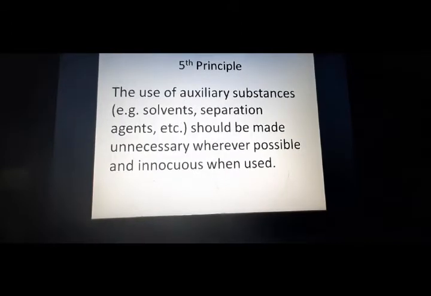Fifth principle, the use of auxiliary substances should be made unnecessary wherever possible and innocuous when used. Itong mga auxiliary substances na to, hindi naman direktang nakaka-contribute sa structure ng product. So hanggat maaari, sana iwasan ng paggamit.